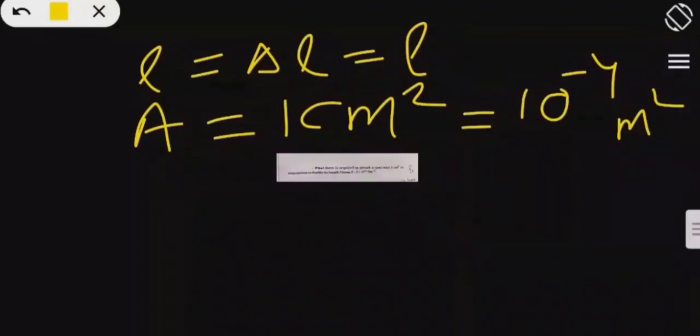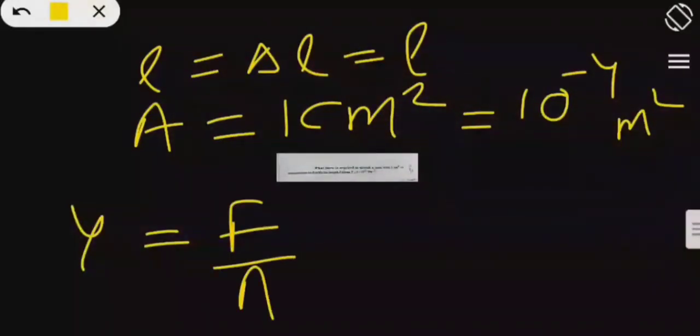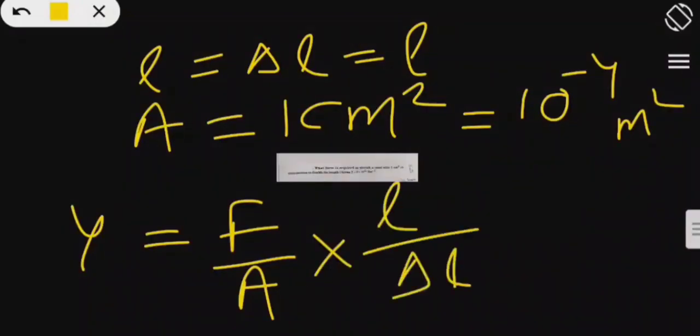So this one is given. Now let us place the formula. Y is also given, 2 into 10 to the power 11. The formula is Y is equal to F upon A into L by delta L, as I provided in the last class.